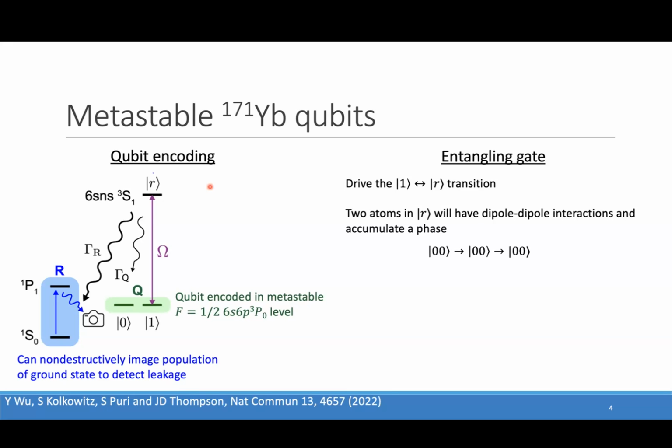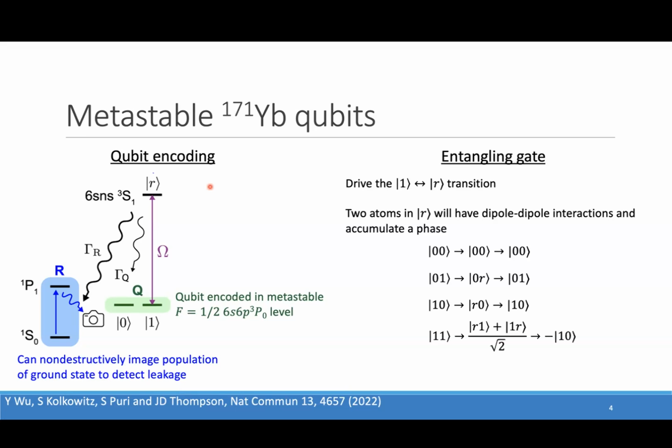So the overall thing that happens when you drive these transitions is that, okay, if you're in the 0-0 state, you just stay in the 0-0 state throughout this pulse. If you're in the 0-1 state, you can be excited to the 0R state because you're driving this 1R transition. And then we bring you back down to 0-1. We choose this path so you don't accumulate a phase. And similarly for the 1-0 state.